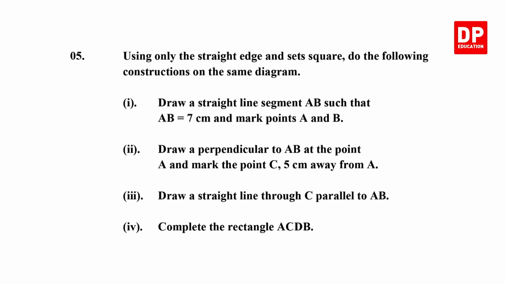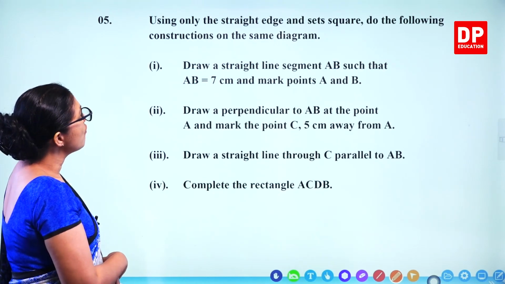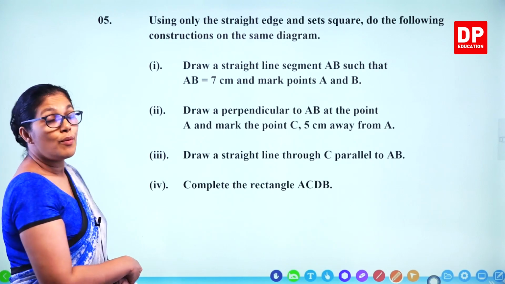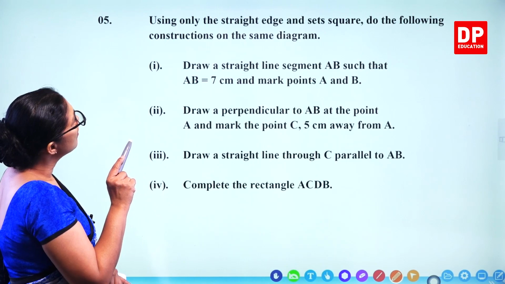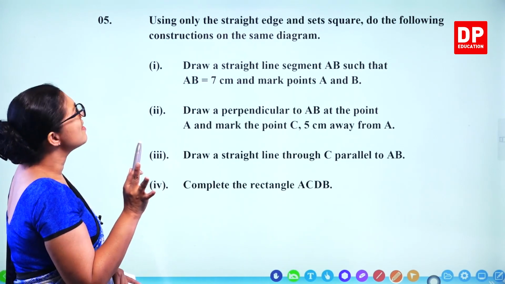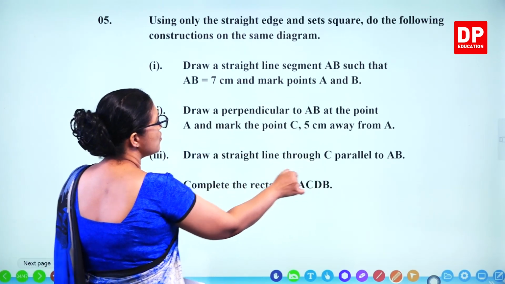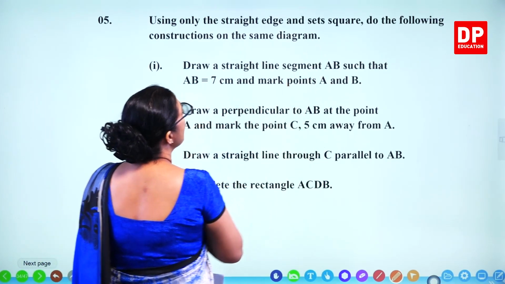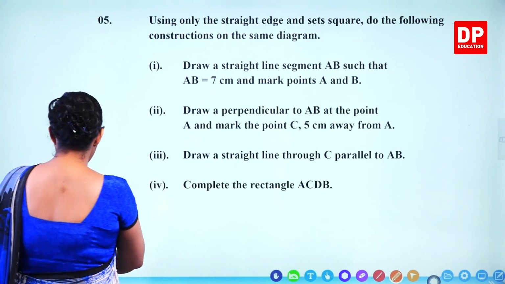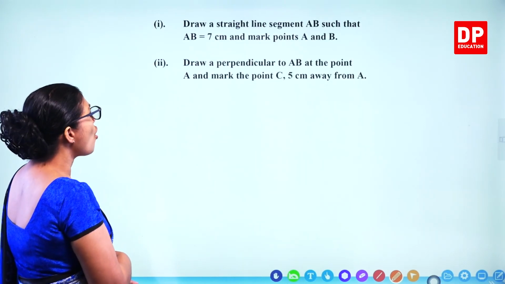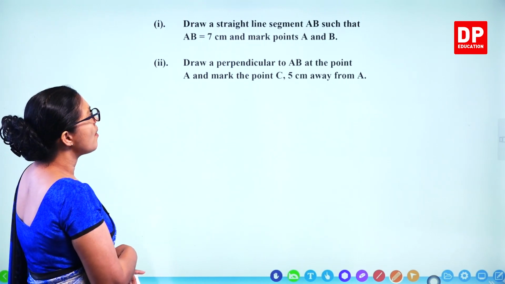Let's take question number 5. You need to construct this diagram. So you can only use a straight edge and the compass, but here it says set square. So in your class, you can use the set square to draw this. It says use a set square to draw the diagram. So let's do that. Draw a straight line segment AB such that AB is 7 centimeters and mark points A and B.